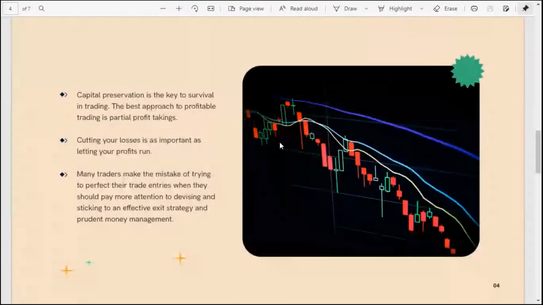See, many traders make the mistake of perfecting their trade entries, but they don't pay attention to having an approach to exit the market and good money management skills. Now, this is one issue I had like 4 years ago when I started trading global financial markets.